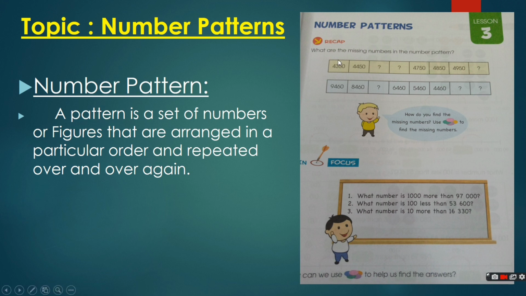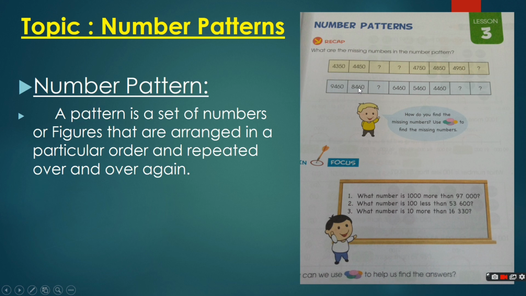So the first number is 4,350, the second one is 4,450. So what comes after that? It will be 4,550. The next one will be 4,650, and 4,750 is already here, then 4,850, 4,950, and what comes after 4,900? After 900 it's 1000, so it will become 5,050.